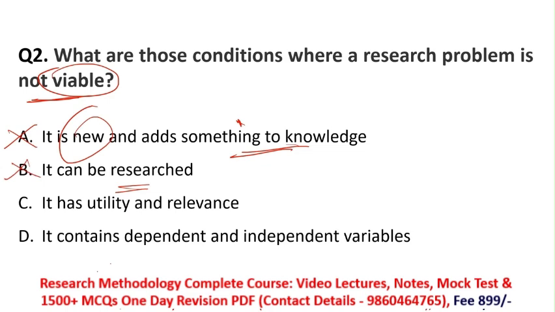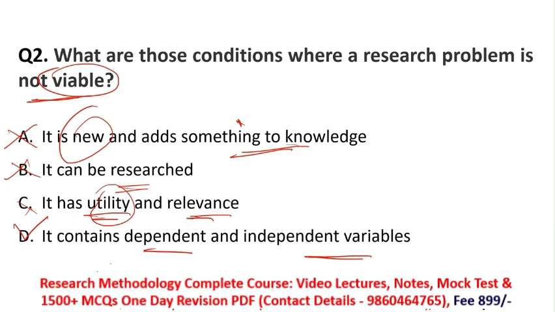Option C, it has utility and relevance. Yes, utility means the profit, the uses, and relevance means which is beneficial to society. So yes, a research problem should be usable, but the most correct option here is option D. It contains dependent and independent variable. Your research is incomplete without taking an independent and dependent variable.